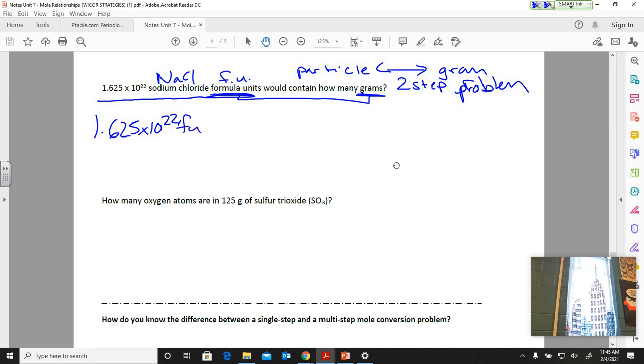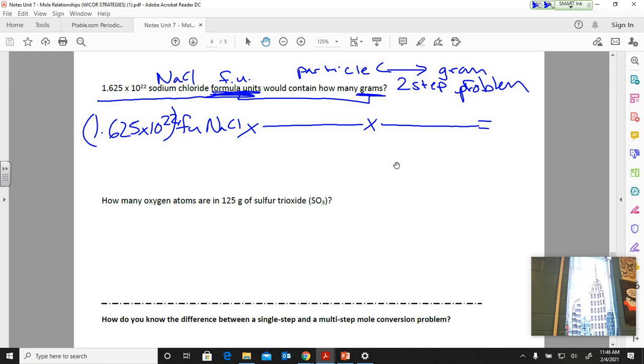So, formula units of NaCl. That's what I'm starting with. Now we know in the calculator this is going to have to be in parentheses, so I'll go ahead and put them in parentheses. Now I already know this is a 2-step problem because moles was not mentioned in the question. So I'm going to go ahead and set up a 2-step problem.